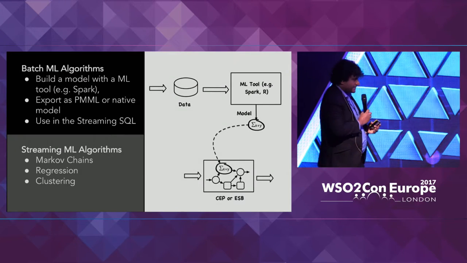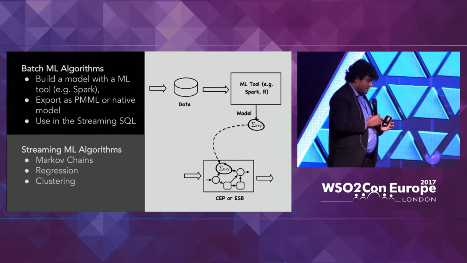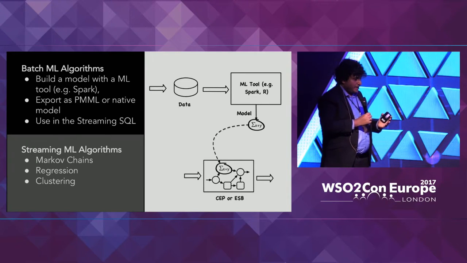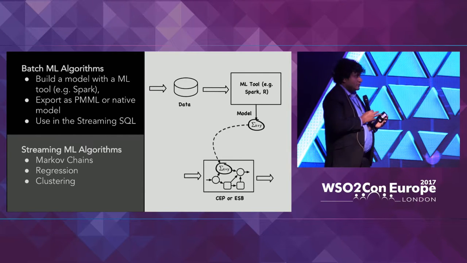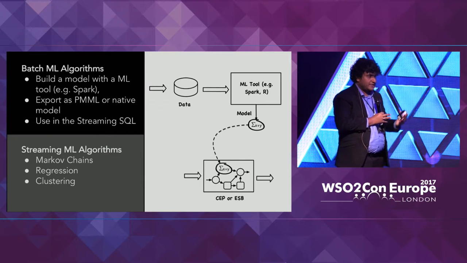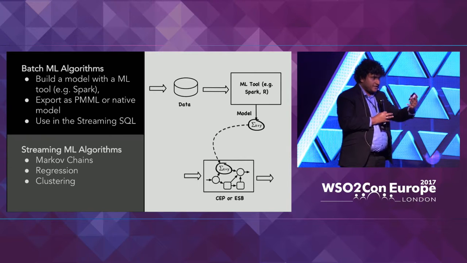So there are two ways of using machine learning algorithms. One is using batch processing. That means you get a specific set of input data, do a batch process on it, build a model, and use that model in your real-time pipeline. So the model is fixed and you apply the events to that and get a result.